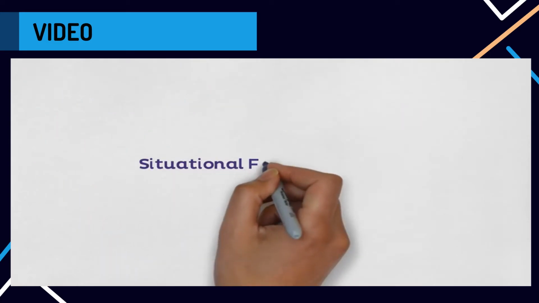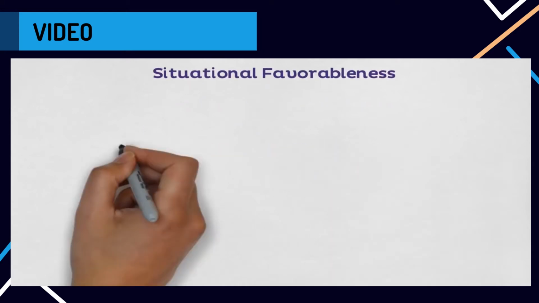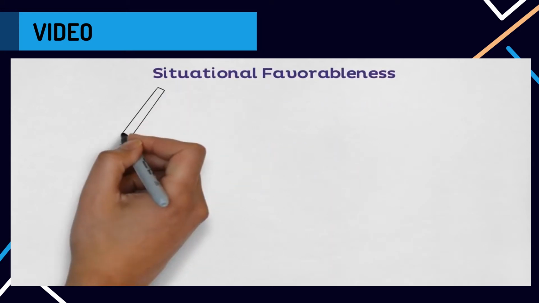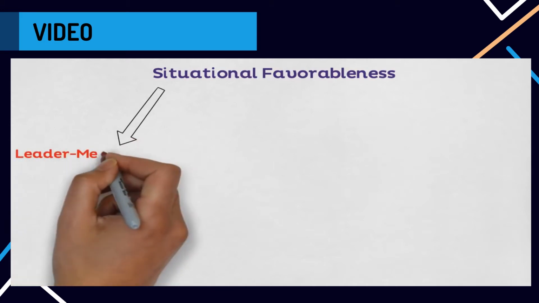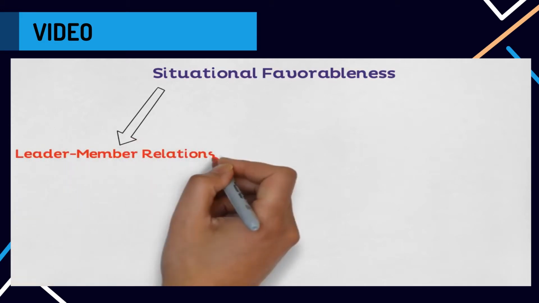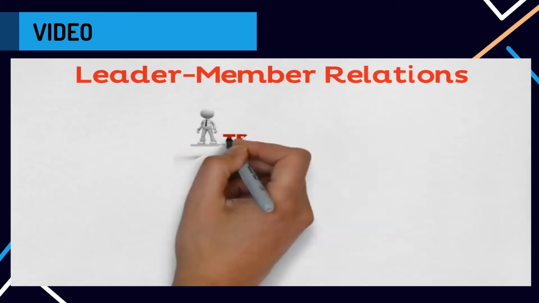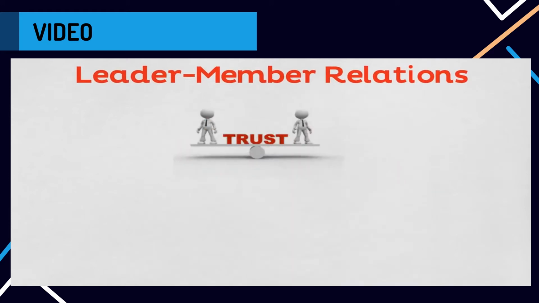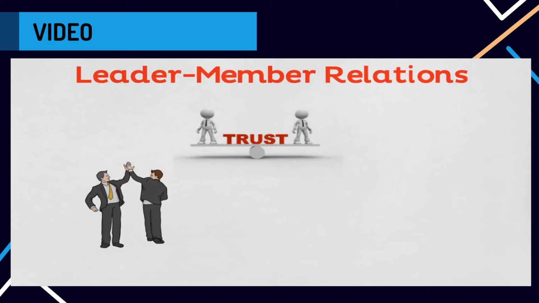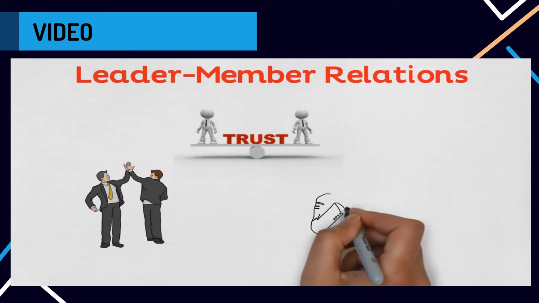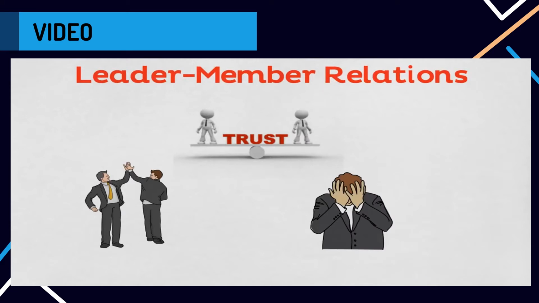Next, you determine the situational favorableness of your particular situation. This depends on three distinct factors. Number 1, leader-member relationship. This is the level of trust and confidence that your team has put in you. A leader who is more trusted and has more influence with the group is in a more favorable situation than a leader who is not trusted.